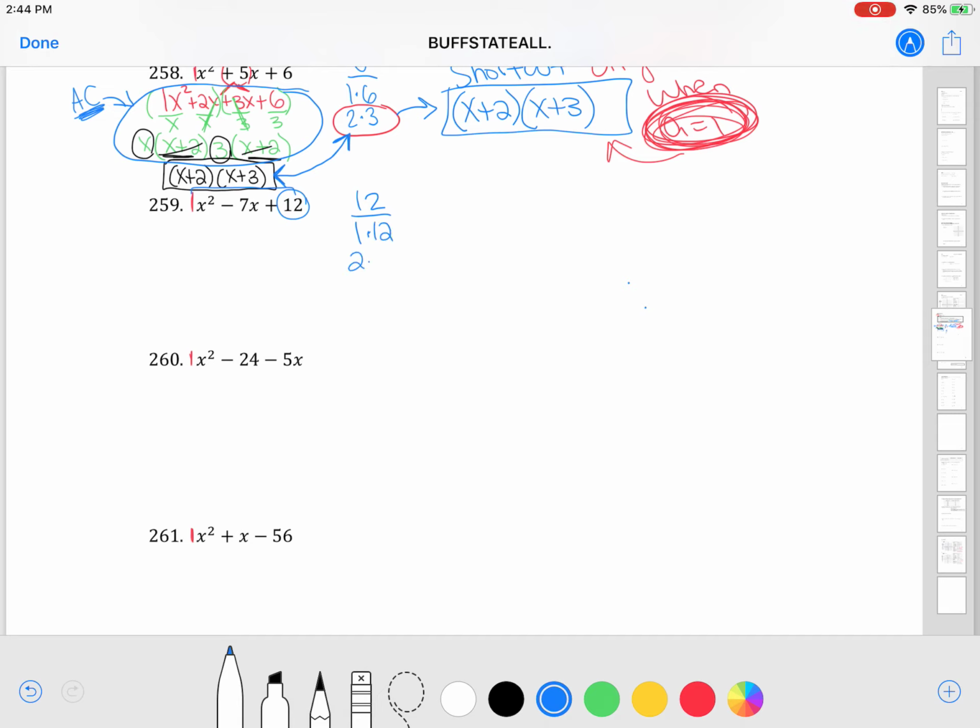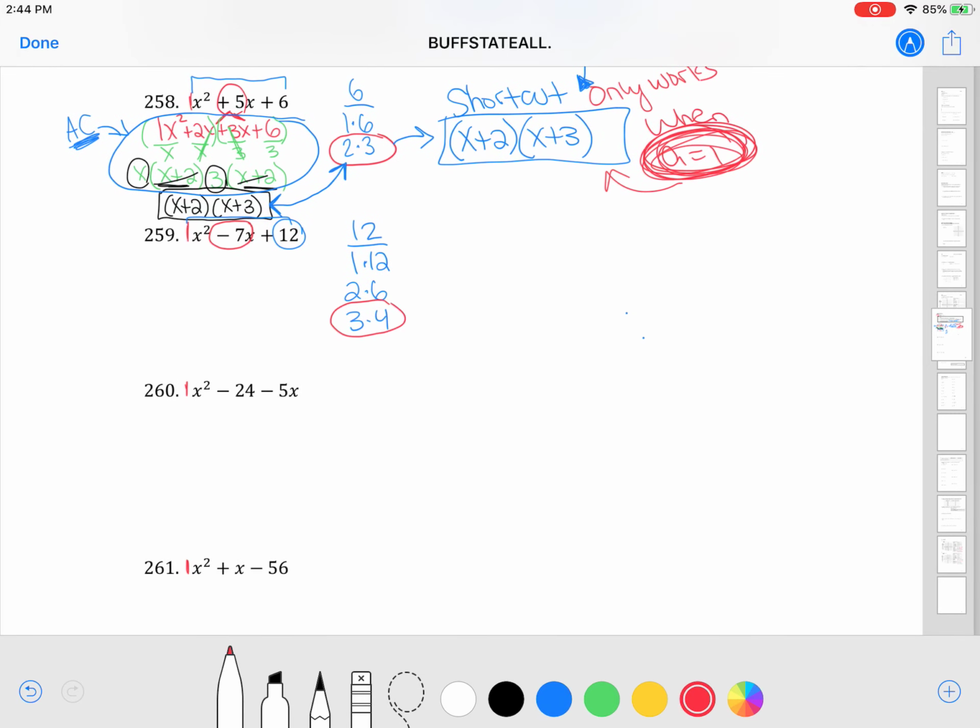So my factors of 12 are 1 and 12, 2 times 6, and 3 times 4. Your goal is still, just like before, to pick the pair that multiplies to positive 12 and adds to negative 7. Take a second to try and figure out what that pair is. Hopefully you got 3 and 4. Now positive 3 and positive 4 add to positive 7. That's a big no-no because I have a negative 7 here.